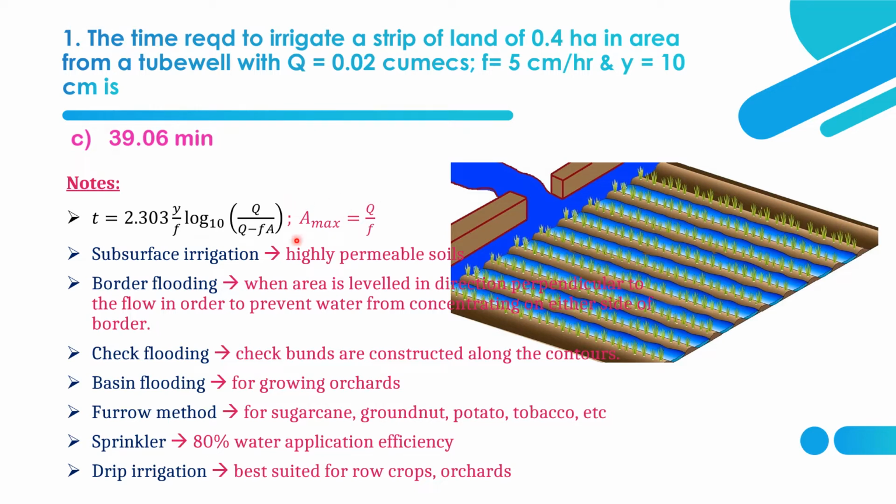And if you want to find the A max, that is the maximum area to be irrigated, then the formula to be used is A max is equal to Q by F. This is the most important formula regarding border flooding or strip irrigation.